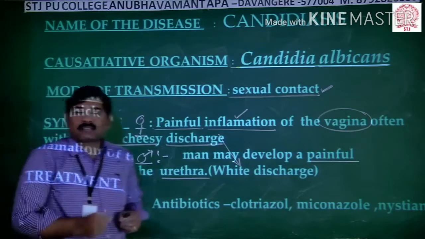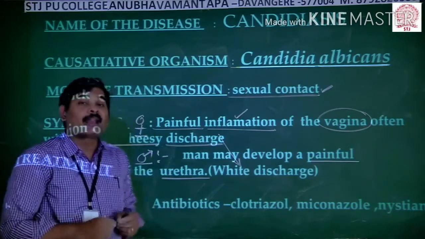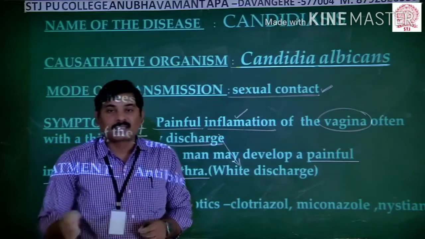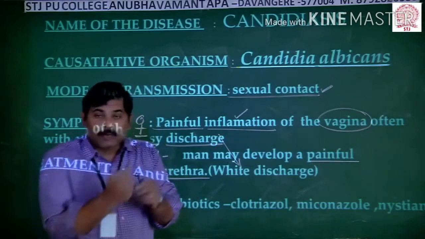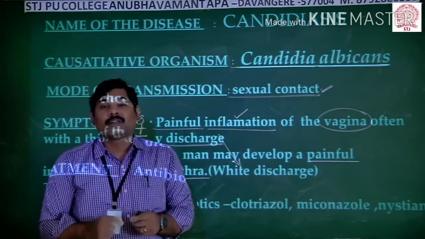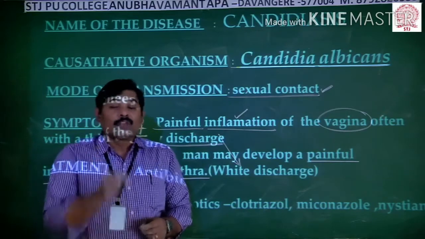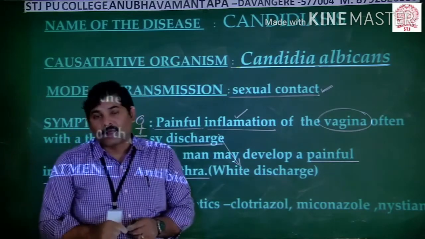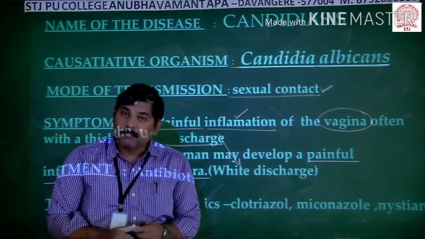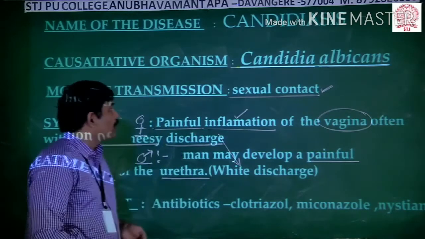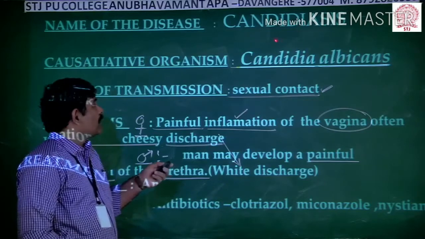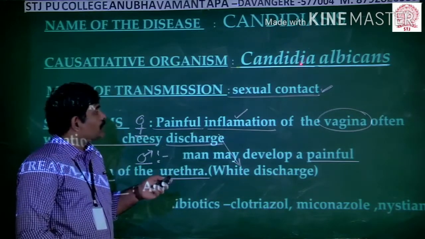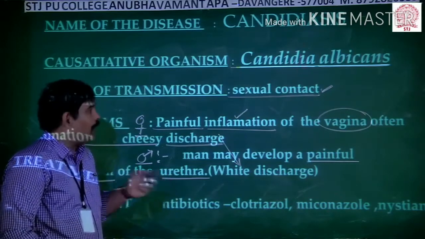Urethra is a passage in the male reproductive system through which urine passes, and through which even the sperm passes during ejaculation. So he will experience inflammation in his urethra, and meanwhile he will also experience pain when he suffers from this fungal infection known as candidiasis, caused by the fungus Candida albicans.